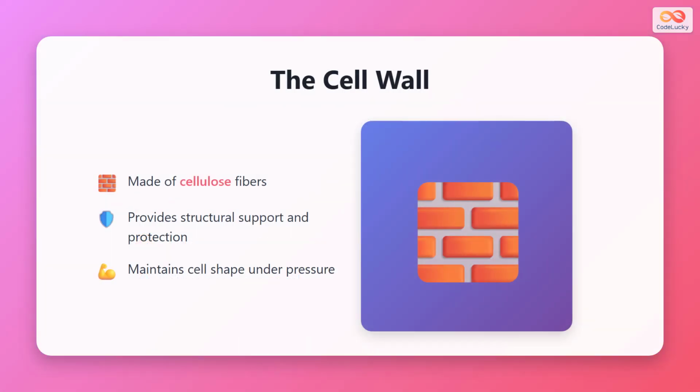Let's examine the cell wall more closely. Plant cell walls are made of cellulose fibers, which are incredibly strong polysaccharides arranged in layers. The cell wall provides structural support and protection for the delicate cell membrane and internal organelles. It also maintains cell shape under pressure, allowing plants to stand upright and maintain their form even in challenging environmental conditions. This rigid structure is what distinguishes plant cells from animal cells.